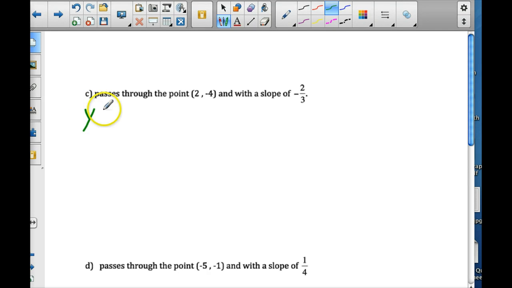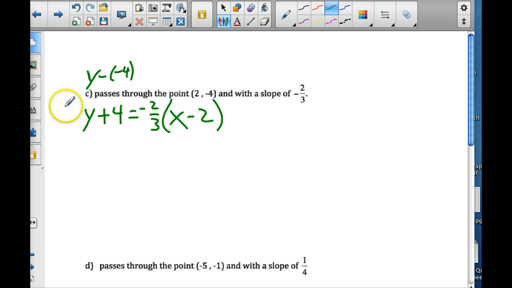Y plus 4. Plus, because it'd be y minus -4, which, you know, if you wrote y minus -4, that would be fine, but you're going to see it's probably not the best way to write it. Keep going, Chuck, you're doing great. Negative 2/3, times the quantity of x minus 2. Done. Got it right. Y plus 4 equals -2/3 times the quantity of x minus 2.